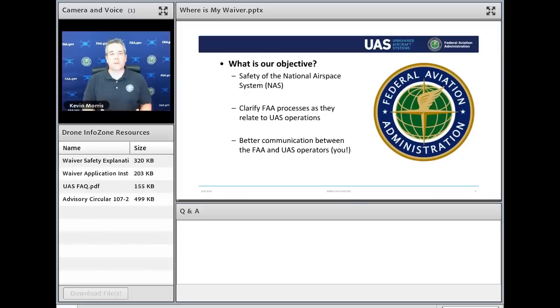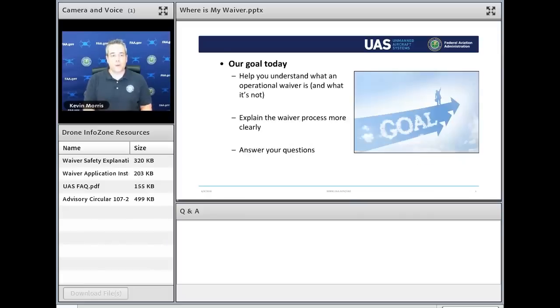We want you folks to feel that you have a direct connection to the FAA, and one of the ways to do that is this waiver process. So today, specifically, we want to help you folks understand what an operational waiver is, and quite frankly, what it's not. We want to explain the waiver process more clearly. A lot of folks think that the waiver process is mysterious and that it's not easily understandable. We want to help demystify that and work with you on helping you understand the process that your waiver application goes through when you click submit in the Drone Zone portal.